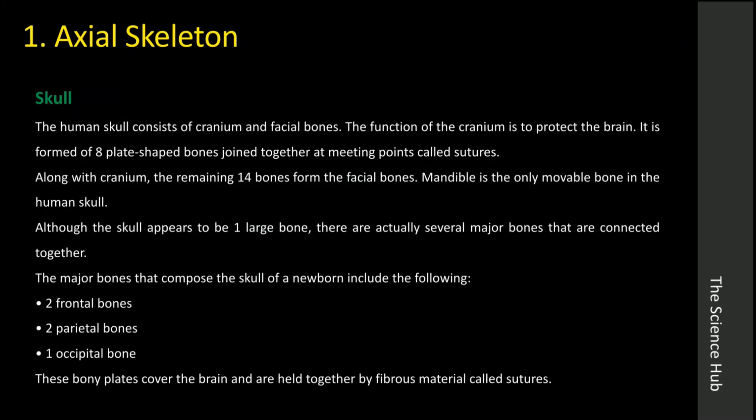there are actually several major bones that are connected together, and this connection is formed by the sutures. The major bones that compose the skull of a newborn include the following: the two frontal bones, two parietal bones, one occipital. These bony plates cover the brain and are held together by a fibrous material termed as suture.